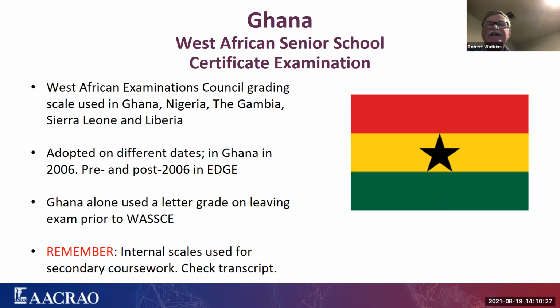One final note before I turn it back to Ann, and that is, while the WASSCE grading scale is the same in all 5 countries, because WAEC is administering that exam, the prior grading scales that were used for the pre-WASSCE senior secondary examinations that were used in each of those countries, they differ a little bit. They're very similar. They're numeric, not alphanumeric. They're 1 through 9, and 4 of the 5 all use that, but Ghana did not.